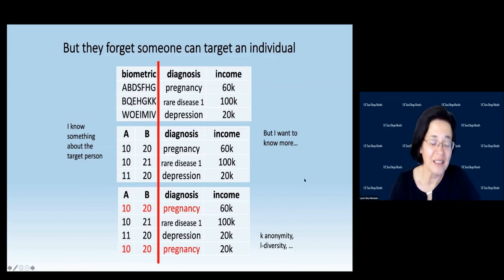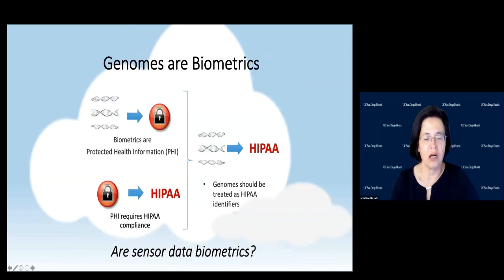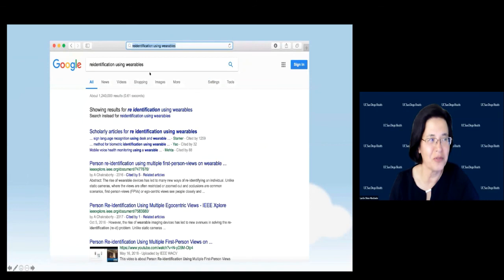But there are many techniques, and I will not talk about that because that's the subject of our next speaker. But I'll talk a little bit about the overall landscape in which we are trying to share data. So again, genomes are biometrics. I want to make this very clear. They're the best ones, and therefore they should be treated as HIPAA identifiers. Sensor data as well, images and so on. So if you use Google to search for re-identification using wearables, how many results do you have? There are so many papers describing this, as well as for images and so on. So it's a real issue.